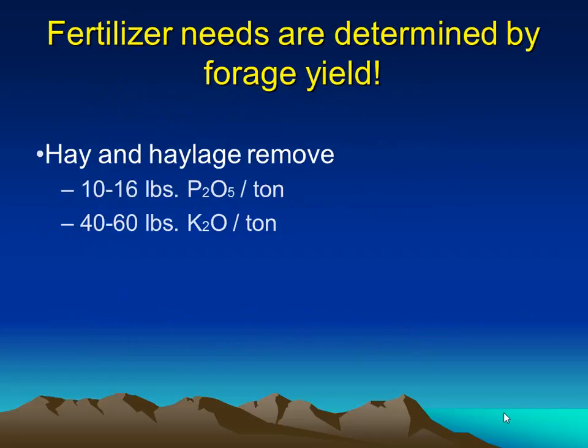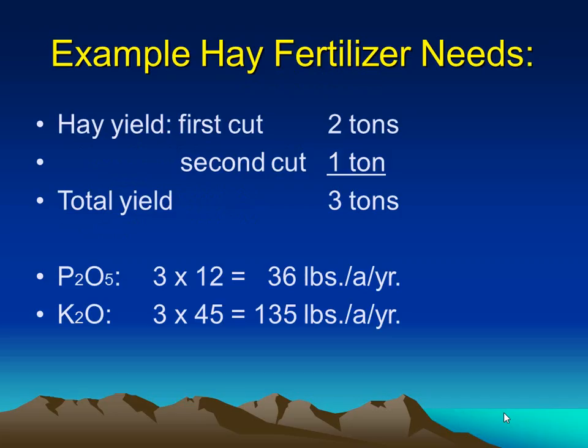So fertilizer needs depend on yield. Keep in mind what's the quality. It's somewhere 10 to 16 pounds P2O5, 40 to 60 K2O, depending on quality. If we're just making classic beef cow hay, we're down on this lower end. If you're talking to folks up in Pennsylvania that are pushing dairy quality hay, they're going to be up on this end. We're both right. It just depends on the quality of the hay that you're dealing with.